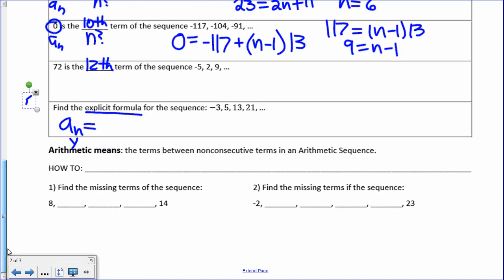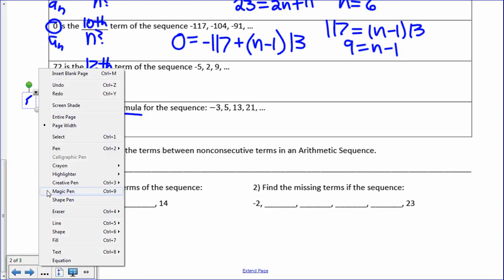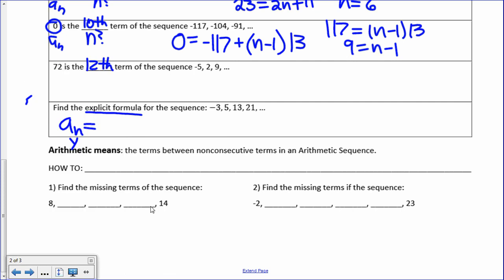What else do I know about the sequence just by looking at it? The first number is -3, so a sub 1 is -3. Plus, now do I know what n is? No. n is some random number that you would plug in, so I'm going to leave that as a variable. This is like our x. You're plugging numbers in for n, or the x, to figure out what y is. It's the same thing, we just have different variables here.